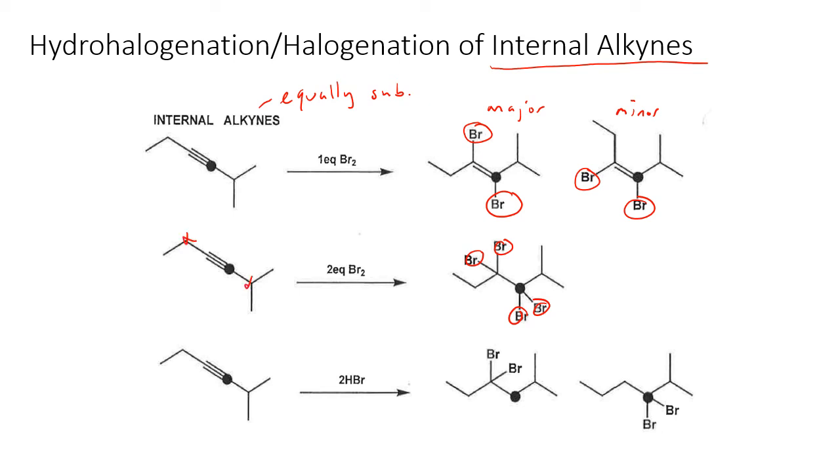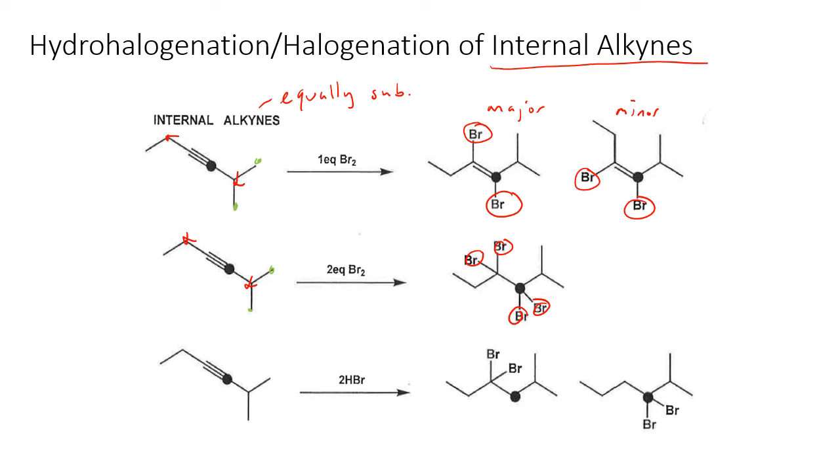You have a carbon here, carbon here, carbon here, carbon here. It doesn't matter that there's 2 carbons coming off here. We're just looking at what's directly bonded to the alkyne. And so once it's not a terminal alkyne anymore, it's equally substituted. It's automatically going to be the same.